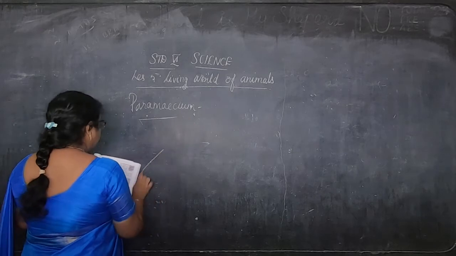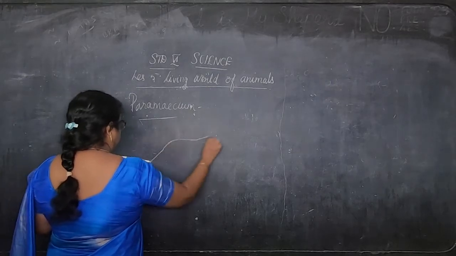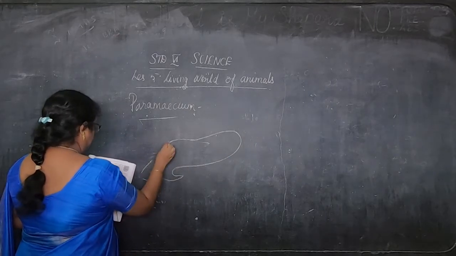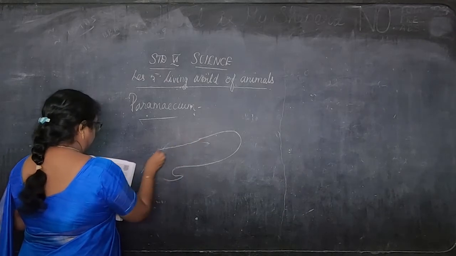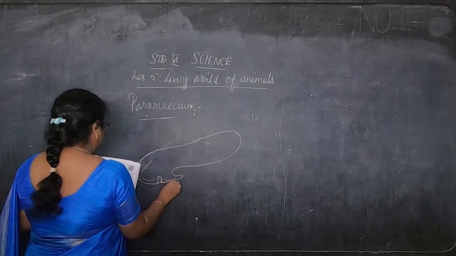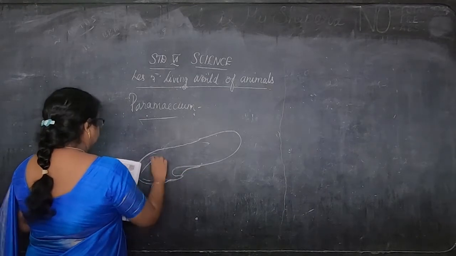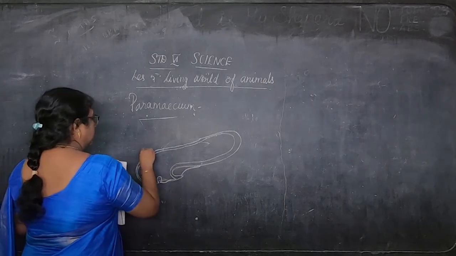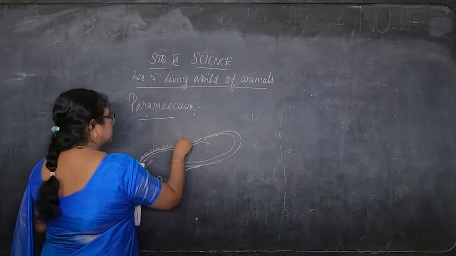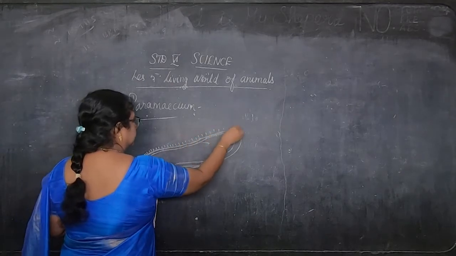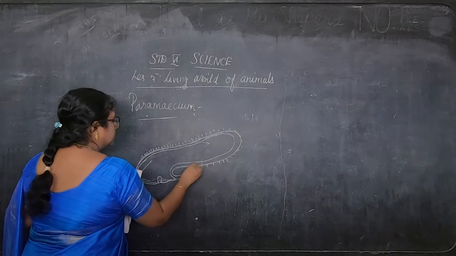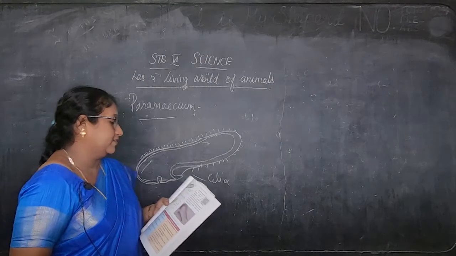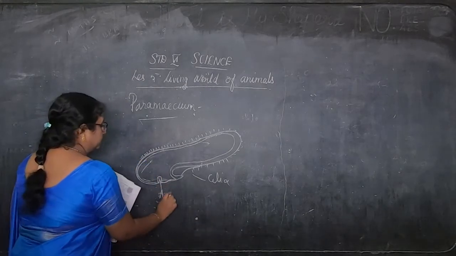It looks like a slipper. Okay. So this is a paramecium, children, and it has a small hair-like outgrowth that is called a cilia. That is, it helps in the movement. So this is called a cilia, children. Okay, and it has some more parts like food vacuole, contractile vacuole, anal pore. This is an anal pore.